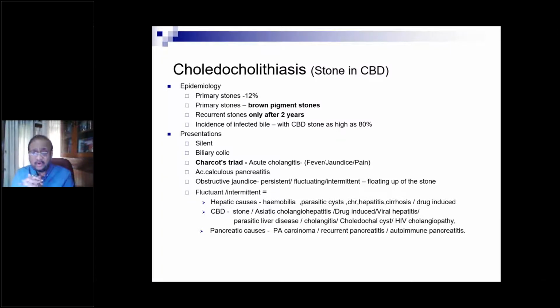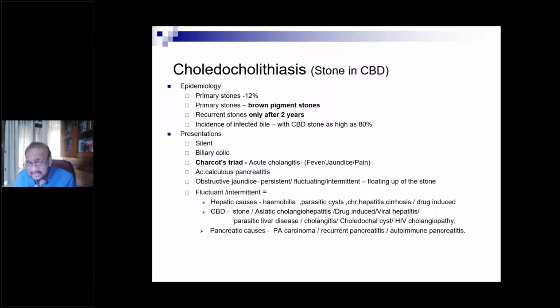And if you look at the cause of the fluctuating jaundice in a CBD stone, the reason is very, very simple. When the stone is impacted, the bile tracks down around the margin of the stone to lie beneath the stone. When it gets filled up, it pushes the stone up so that the stone starts floating. As soon as the stone starts floating, the bile gets an egress into the duodenum. So the intermittency of obstructive jaundice in a patient with a CBD stone is because of the floating up of the stone.